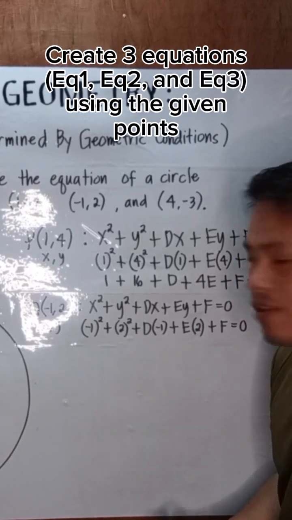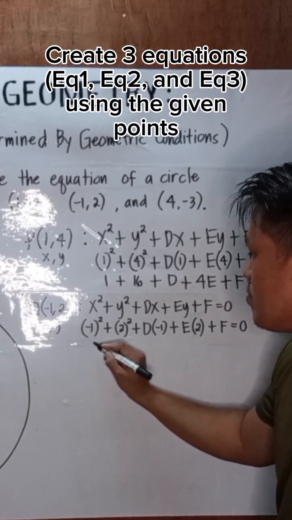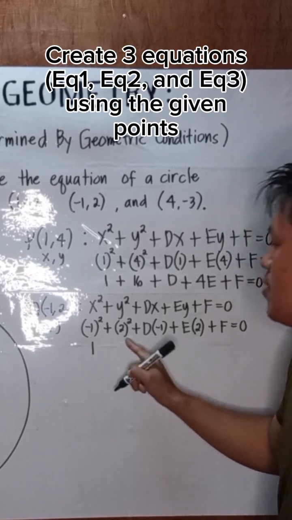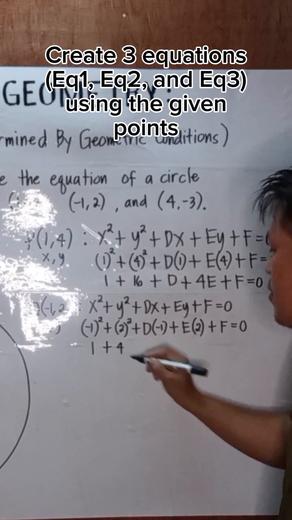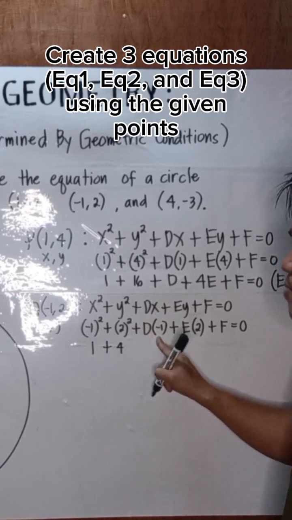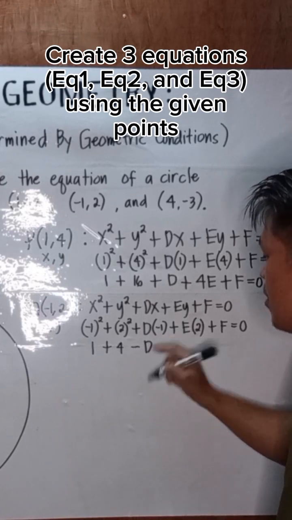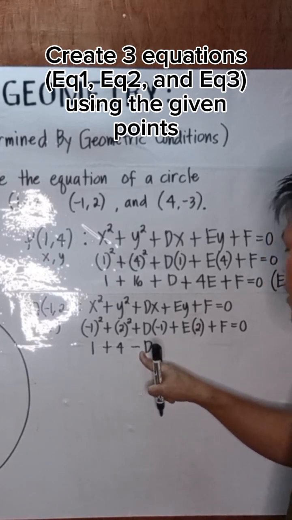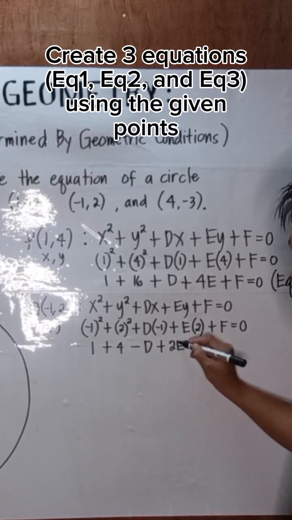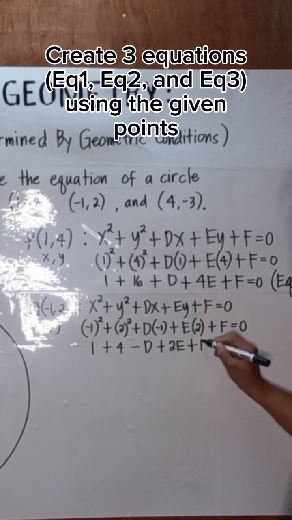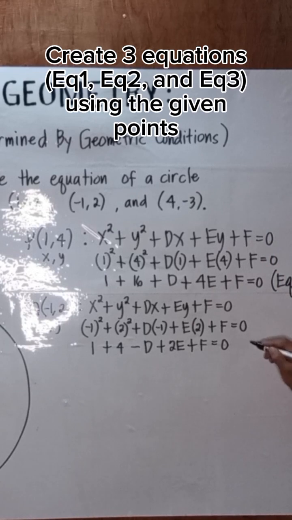Then, isimplify ulit natin. Negative 1 squared is 1. Then, 2 squared is 4. Then, ito ay d times negative 1 is negative d. So, understood na may negative 1 yan, hindi na natin sinusulat. And then, ito ay 2e. And then, plus f. I-label natin to as equation 2.